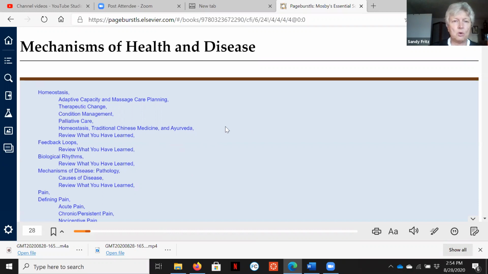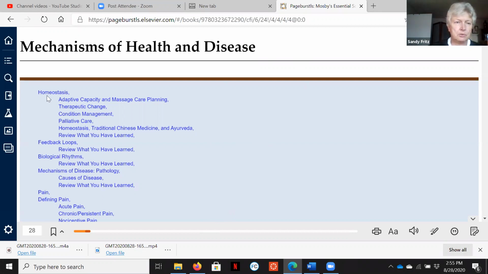So this is about health and disease. And of course, we are trying to help people have a higher quality of life with massage therapy. So we're supportive of health. And if somebody does have a pathology of some type, a disease, then how can we help the quality of their life be better, even though we might not be specifically targeting that condition?